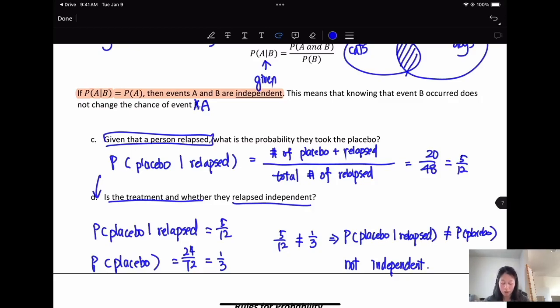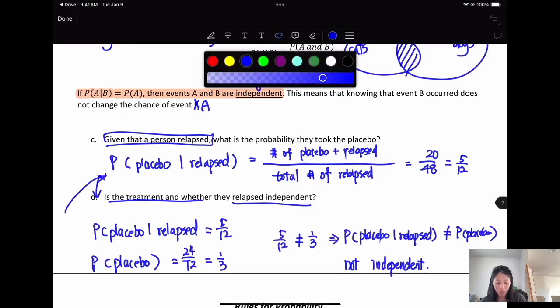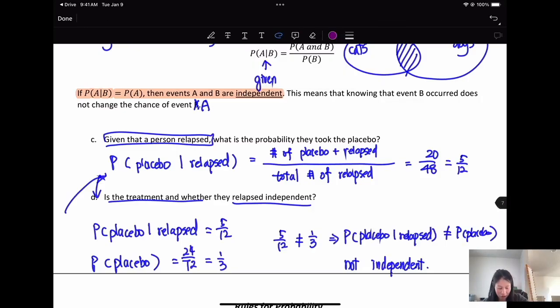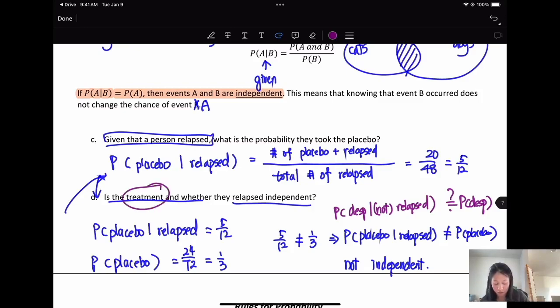That's the proof. You don't have to use placebo. The reason I use placebo given relapse is because we already did the calculation before. You can also use a different way to do it, such as calculating the probability of people who took that supplement given that they did not relapse, or relapse is fine, and seeing if it is equal to the probability of people who just take that supplement. That's one way to test if this is independent, because for our treatment, we have 3 treatments, right?